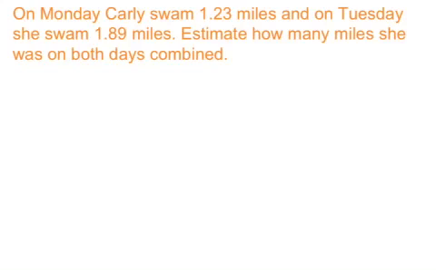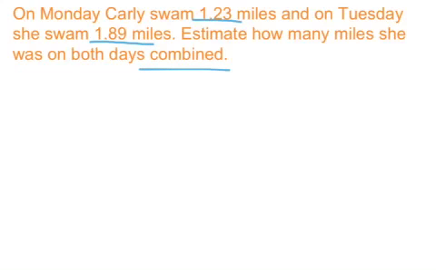So let's start with a word problem first. On Monday, Carly swam 1.23 miles, and on Tuesday she swam 1.89 miles. Estimate how many miles. I was supposed to say how many miles she swam on both days combined. Okay, so we know we have 1.23 miles and we have 1.89 miles, and it wants us to combine them.